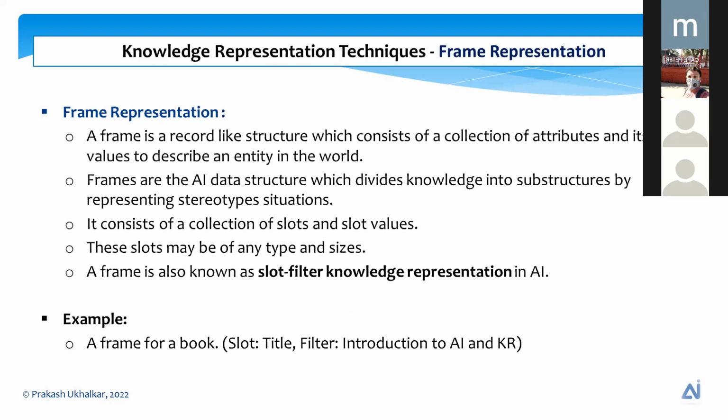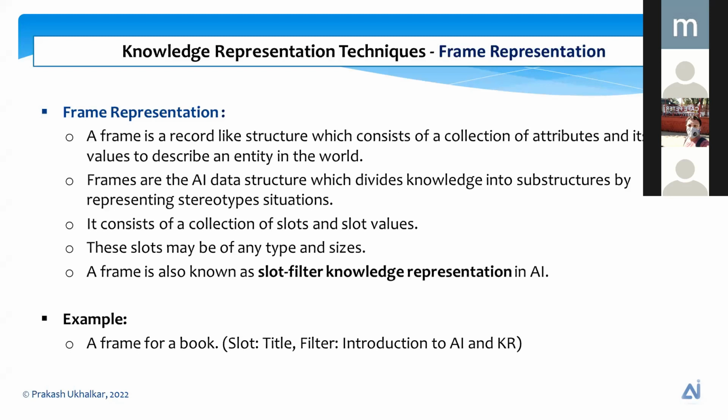Then finally, we reach the final slide and final topic of this session, frame representation. So what is frame representation? A frame is basically a record-like structure. Think of tables. What do you see in tables? Rows and columns. So how is information represented? In terms of a table, the columns represent the variables, and the rows represent the observations, the exact values of those variables.